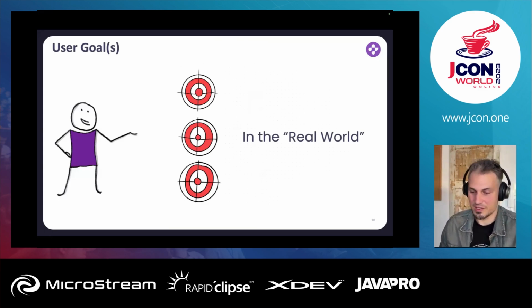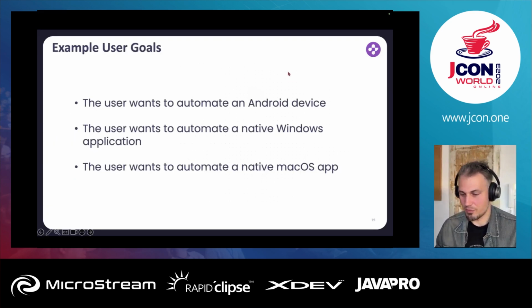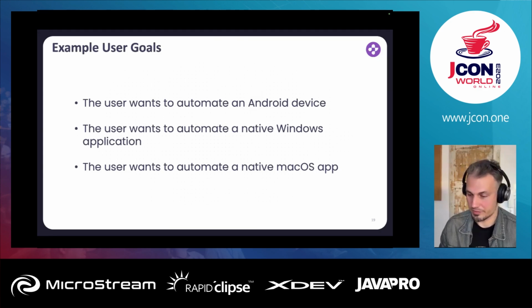So they want to do this in your platform, for example, if you're a software as a service provider. They have all this based in the real world, and this is basically what they want to achieve. I came up with some of them based on what we saw at our customers. They want to UI automate an Android device. They want to automate native Windows applications. A lot of people come from the enterprise world using our product. They have Windows applications and want to automate them in some way. And the user also wants to automate some form of macOS application.